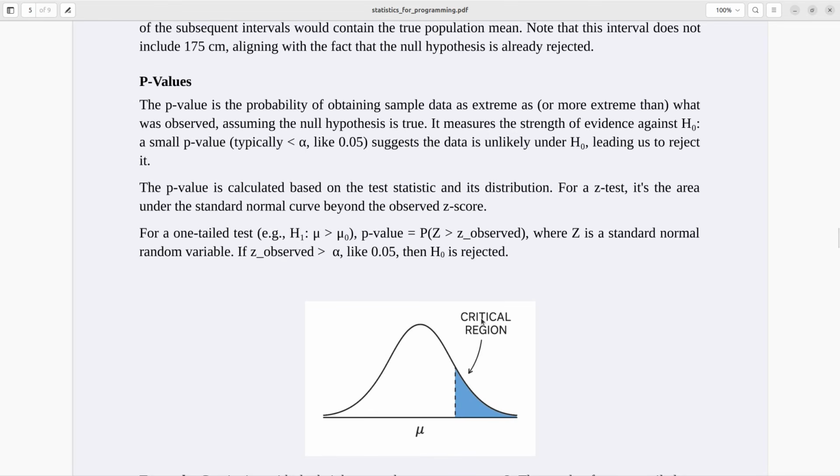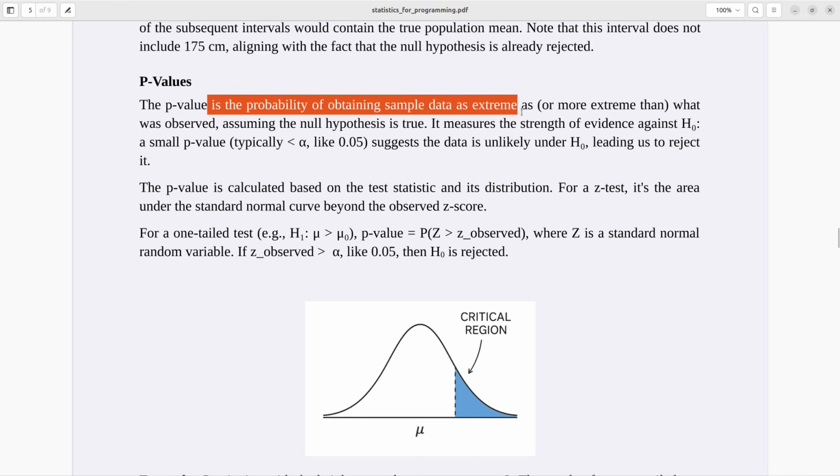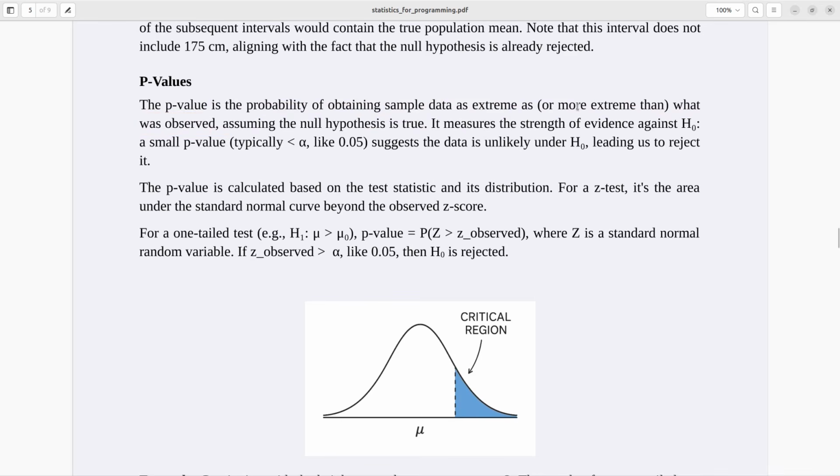And the next topic to discuss is the p-values. The p-value is really the probability of obtaining sample data as extreme as what was observed, okay, assuming that the null hypothesis is true.